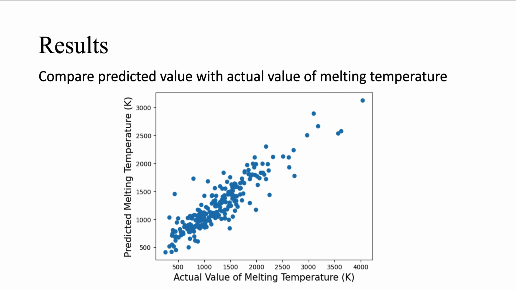This is the graph of actual versus the predicted value of a melting temperature, and it's linear, showing that the model performed well.